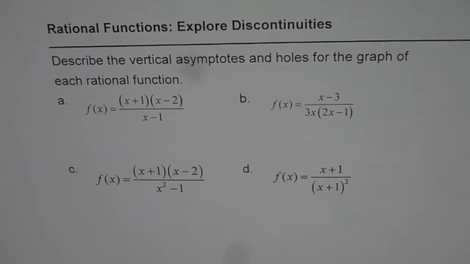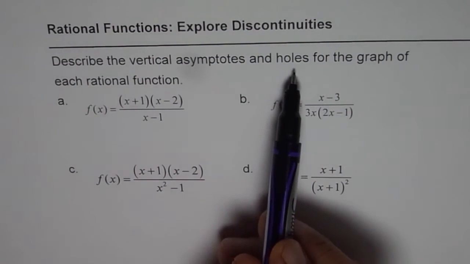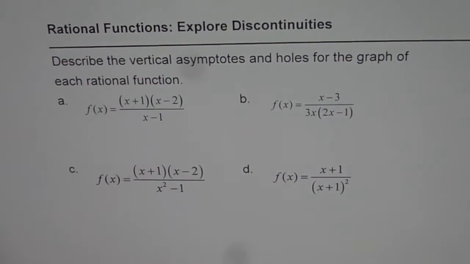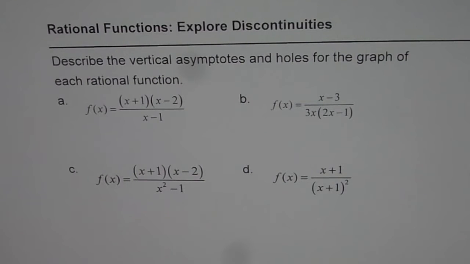I'm Anil Kumar, and in this video we'll explore types of discontinuities for given rational functions. The question is, describe the vertical asymptotes and holes for the graph of each rational function. We are given four different rational functions and we need to describe what type of holes or vertical asymptotes they have. I should say what type of discontinuity they have. It could be either a hole or a vertical asymptote if there is any discontinuity.